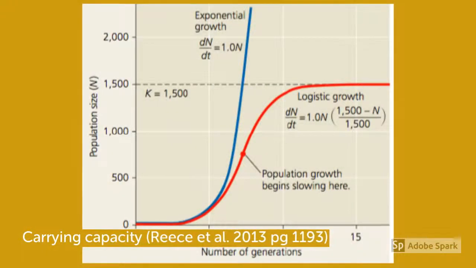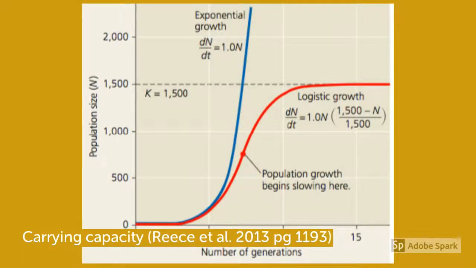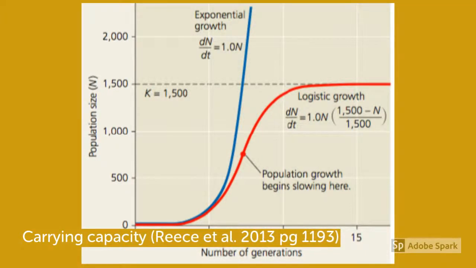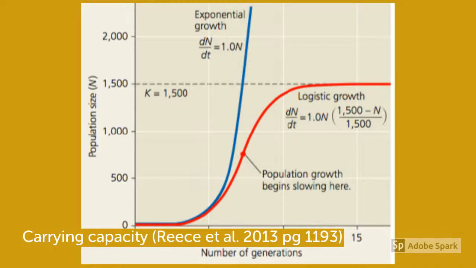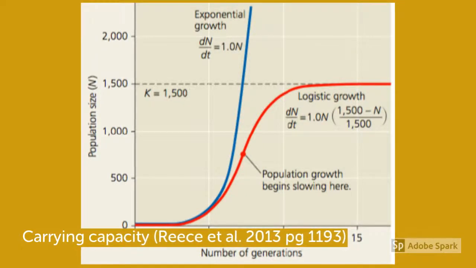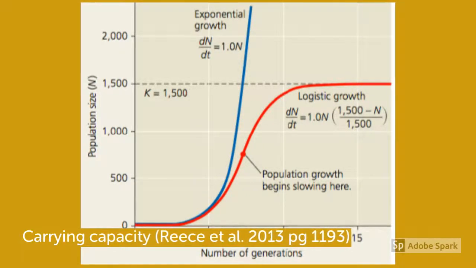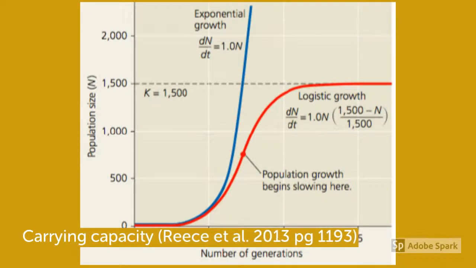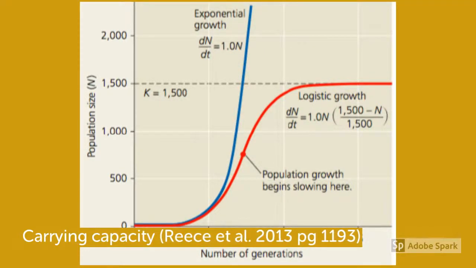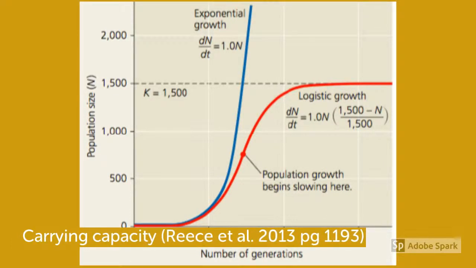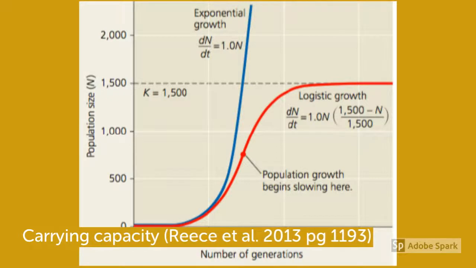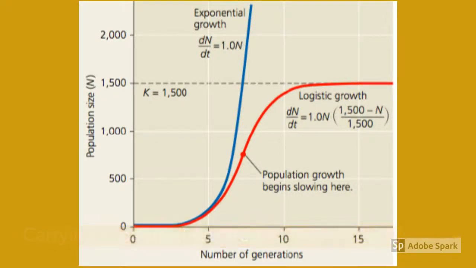Now talking about carrying capacity, we'll be looking at this graph right here that can also be found on Dr. Schaffner's slides on slide 34, lecture 20, as well as the Campbell textbook. The differences between the exponential growth model and the logistic growth model are, first, as you can see, the exponential growth model is more of a J shape, while the logistic growth model is more of an S shape.